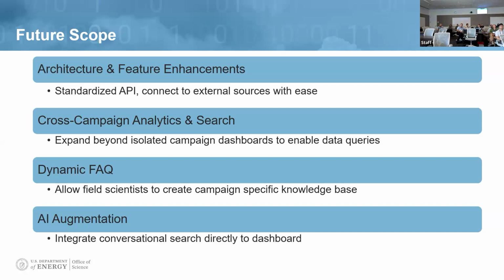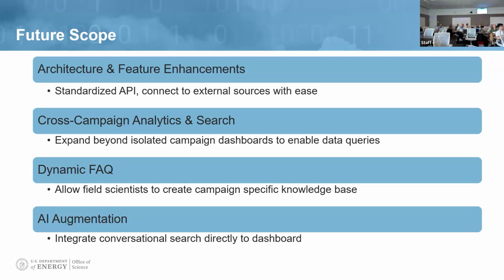So what our team's plan is going to be is to do feature enhancement, make this architecture more centralized or standardized. So there can be APIs, so they can just use this to connect external sources, or they can download the same reports that they feed in. Also do some cross-campaign analytics and searches, since ARM is all about atmospheric data. There is a scope where you can do data queries across different campaigns and try to bring this.